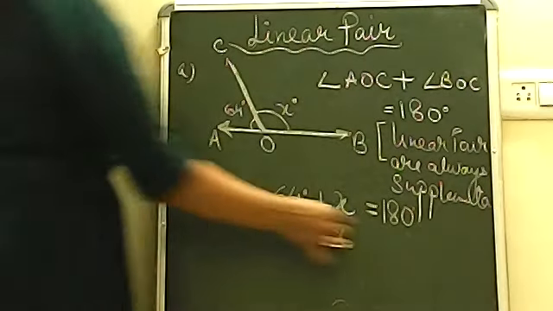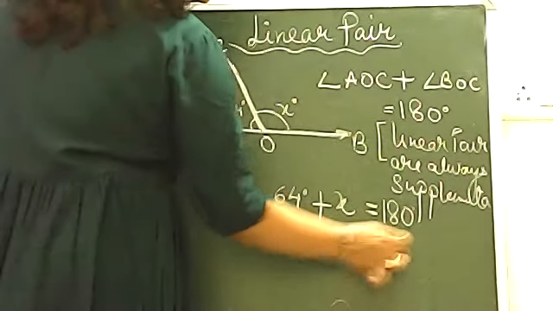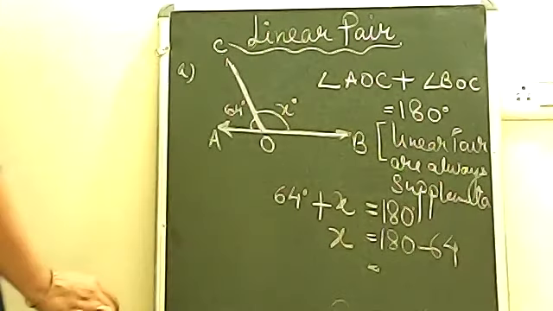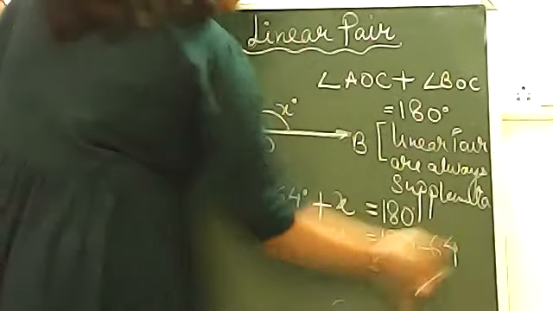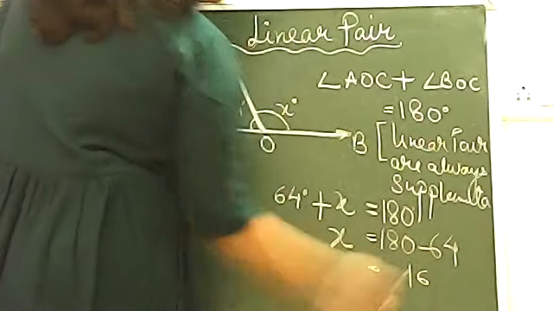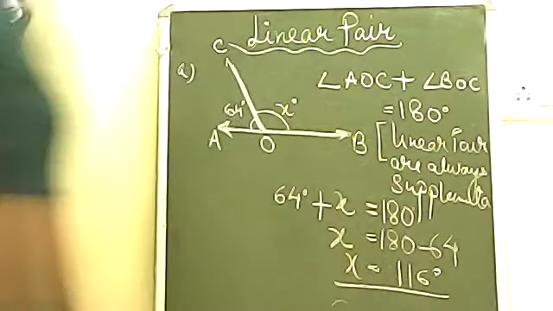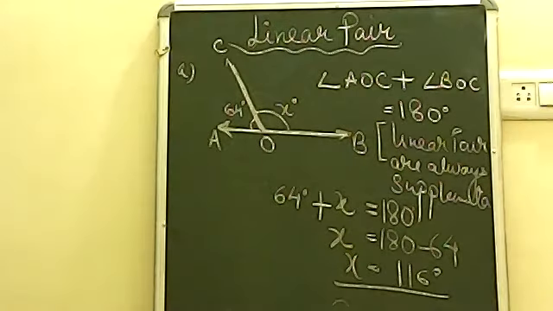So what you have to do, you just need to transfer it. So 180 degree minus 64 degree. Now when you subtract this, 7 minus 6, we will get 116 degree. Now the value of x is 116 degree.